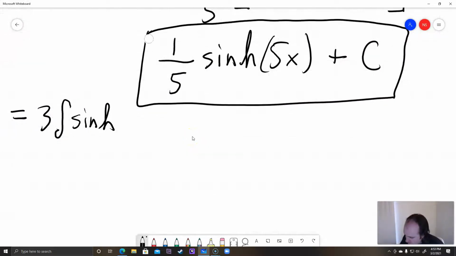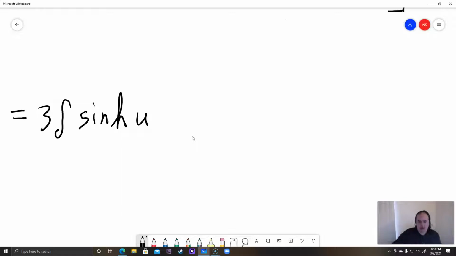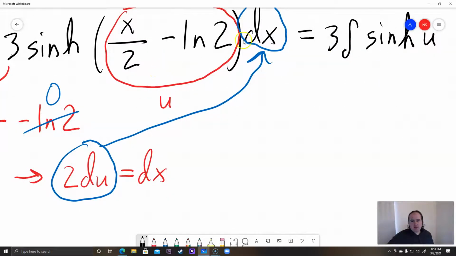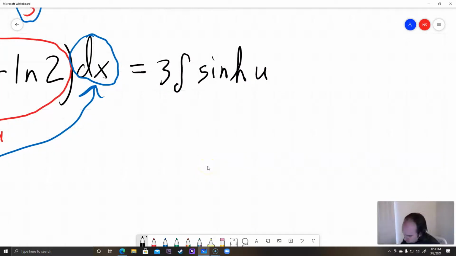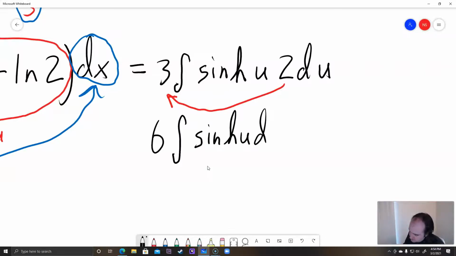So let me erase this last one so I have more room. So it's going to be 3 times the integral of sinh of u, and then we're replacing dx with 2 du. Okay, so it's going to be 3 times the integral of sinh of u 2 du. Okay, and then just like 3, 2 is also a constant. Okay, so we can actually factor this 2 out front, and then 3 times 2 is 6 for the constants out front. So we're actually going to have 6 times the integral of sinh of u du.